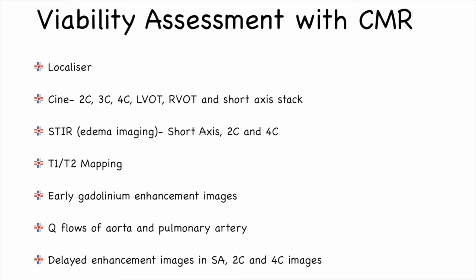The standard cardiac MR protocol for viability includes localizer images and cine images in all standard planes. Use of edema imaging is very important to differentiate acute areas of infarct from chronic infarcts. Early gadolinium enhancement images help in determining areas of microvascular obstruction and thrombus. Also, T1 and T2 mapping is performed in these patients. Finally, at the end, you do delayed enhancement images in short axis, 2-chamber, and 4-chamber planes.